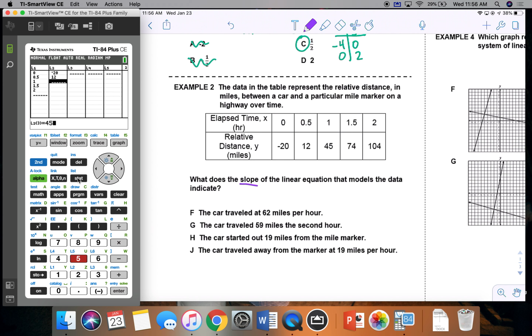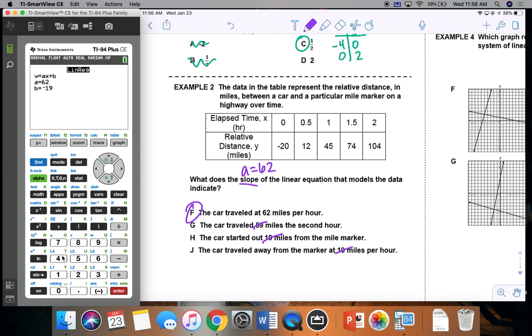If this goes too fast for you, feel free to pause so you have time to plug this in. And remember that you hit enter after every entry. So I click stat calc 4, enter, and I get my slope. My A value is 62. The only one that has 62 is answer choice F.